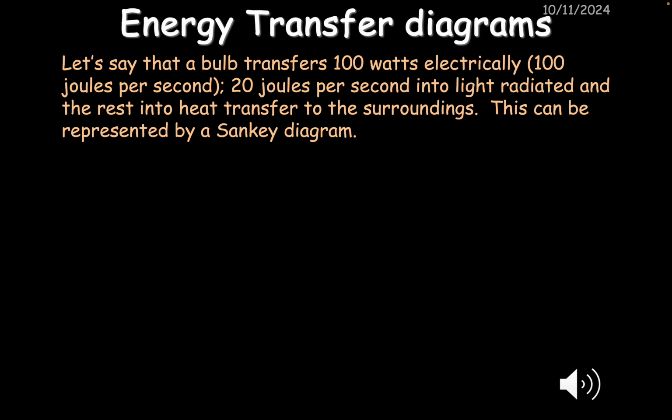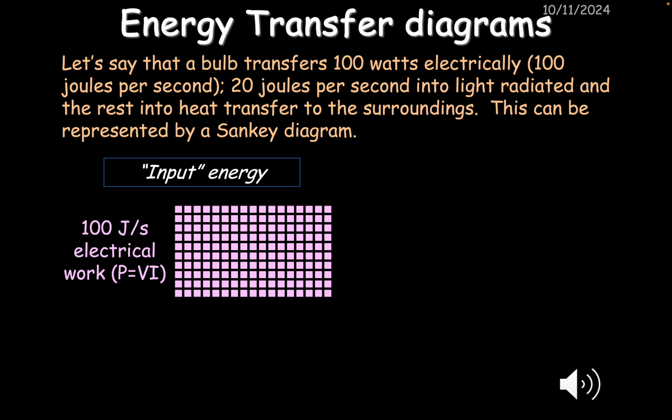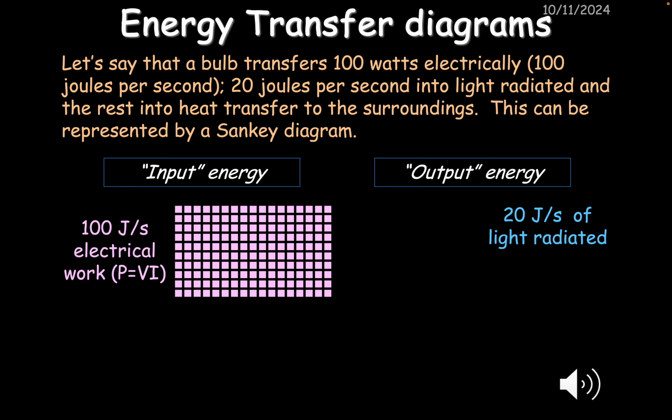So energy transfer diagrams, let's say a bulb transfers 100 watts electrically, that's 100 joules per second, 20 joules per second into light output, so light radiated in the TV or the bulb, and you want that, and the rest of the heat transferred to the surroundings thermally. This can be represented by a Sankey diagram. And in a Sankey diagram, the width of the arrow represents the amount of energy in that form or in that aspect of the transfer.